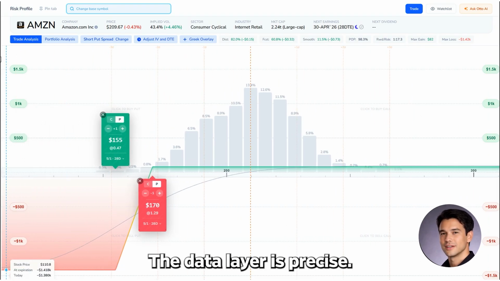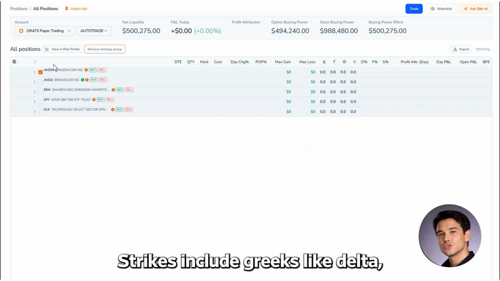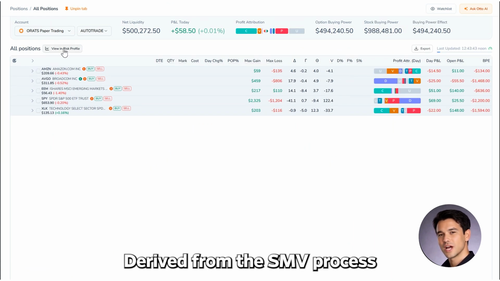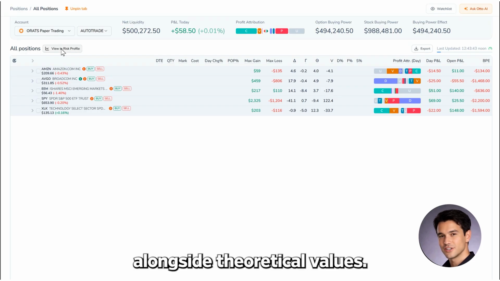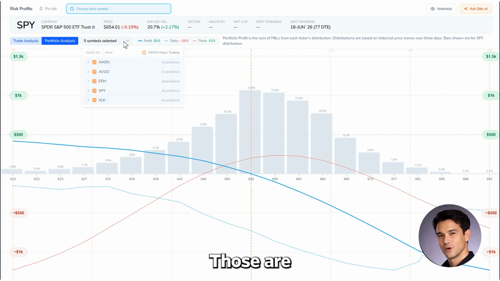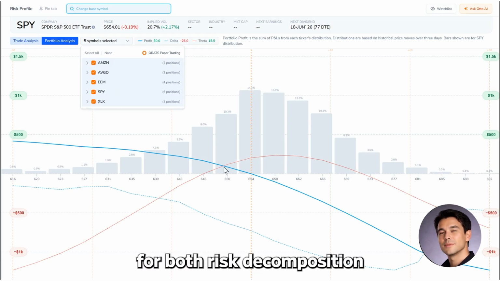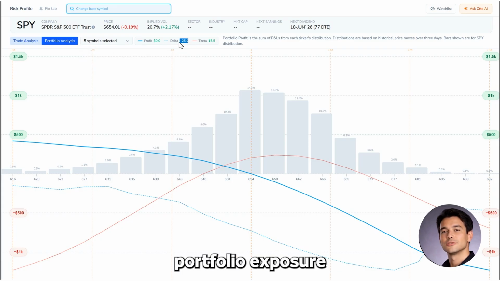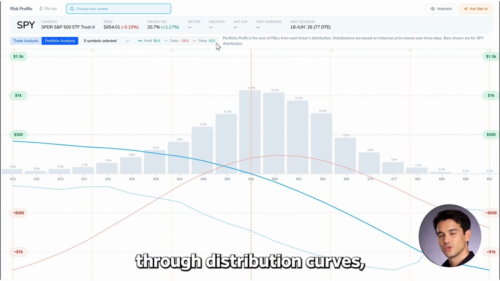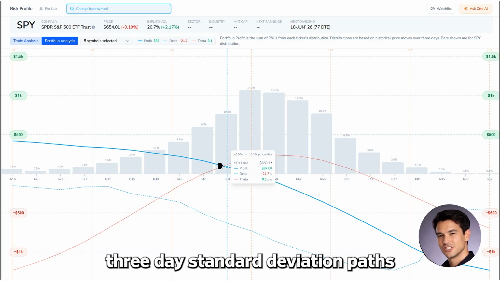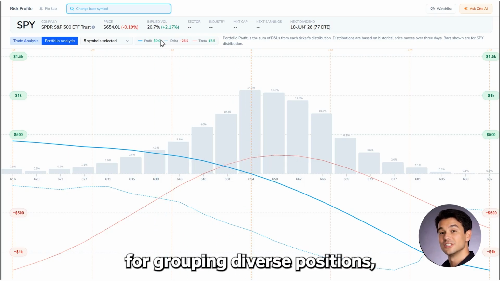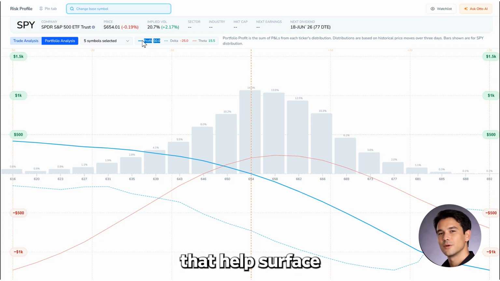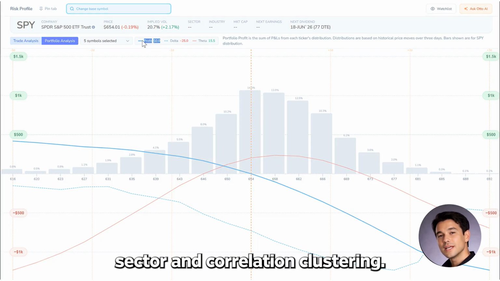At the trade level, the data layer is precise. Strikes include Greeks like delta, gamma, theta, and vega derived from the SMV process alongside theoretical values. Those are the inputs you need for both risk decomposition and scenario modeling. The risk profile tool visualizes portfolio exposure through distribution curves, 3-day standard deviation paths for grouping diverse positions, and aggregated Greek exposure across symbols, with groupings that help surface sector and correlation clustering.